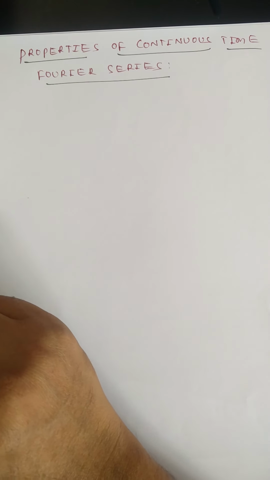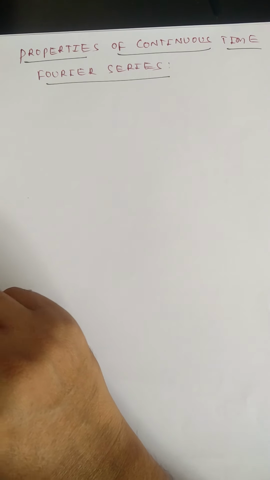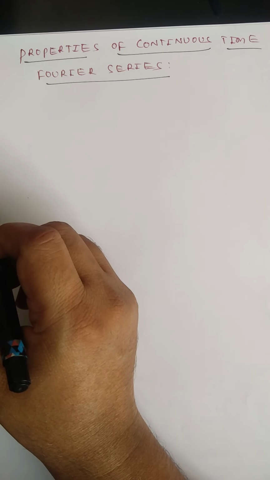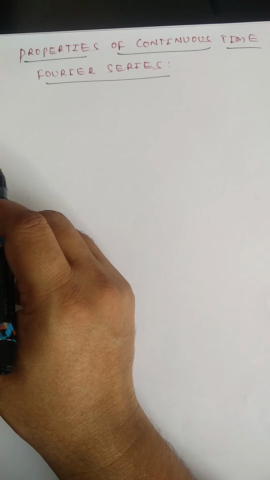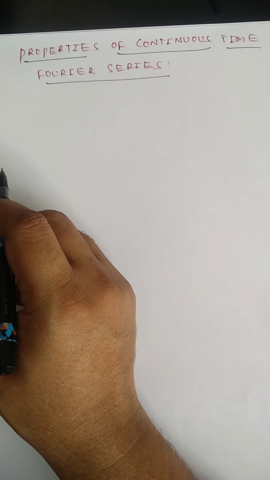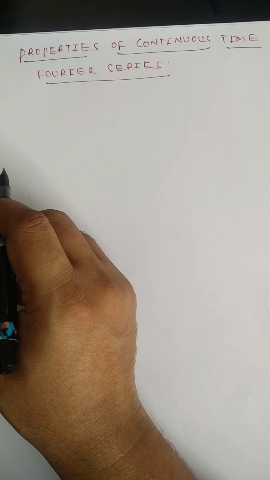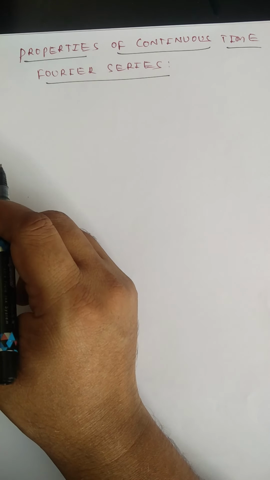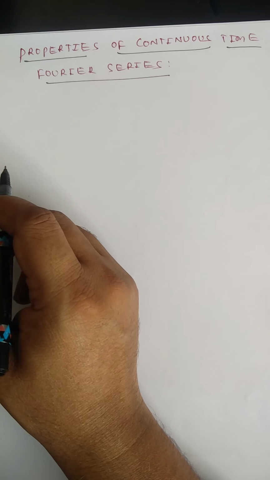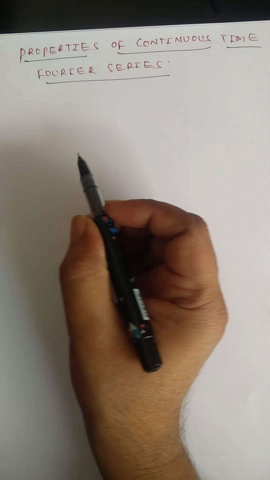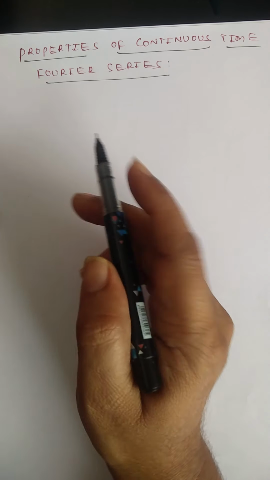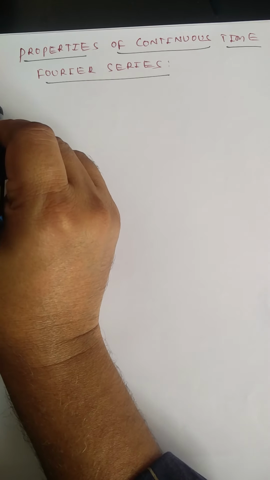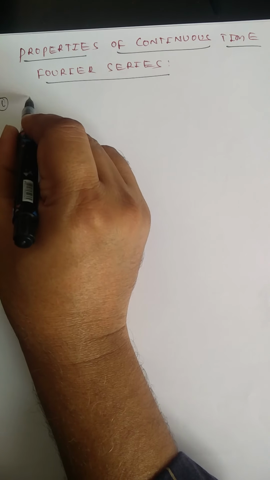Take the class on properties of continuous time Fourier series. We know that the Fourier series representation of any periodic signal x of t is equal to summation of k from minus infinity to plus infinity x of k e to the power of jk omega t. And we know its inverse Fourier series also. Based on this, we need to prove these properties. First one is linearity.